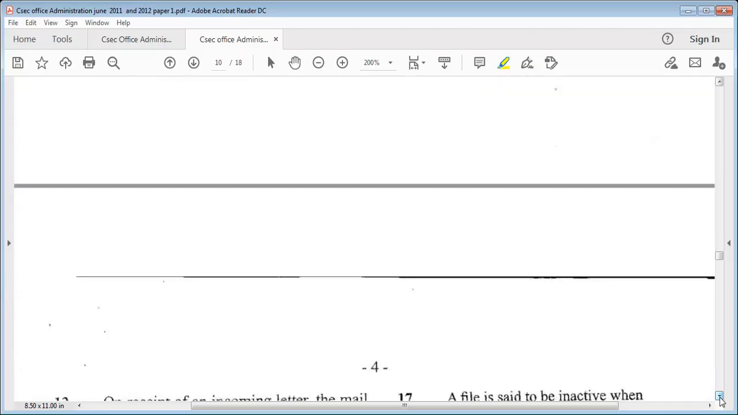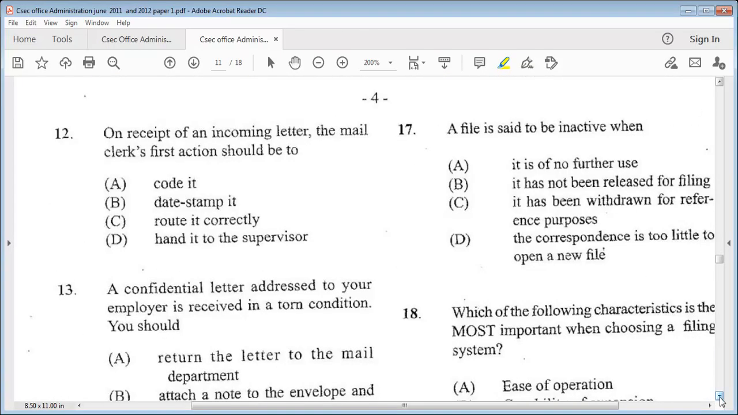Let's go on to question number 12. On receipt of an incoming letter, the mail clerk's first action should be to A. Code it, B. Date stamp it, C. Route it correctly, D. Hand it to the supervisor. It would be to date stamp it, B.